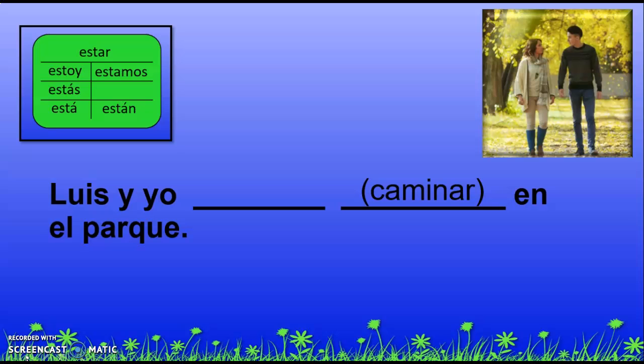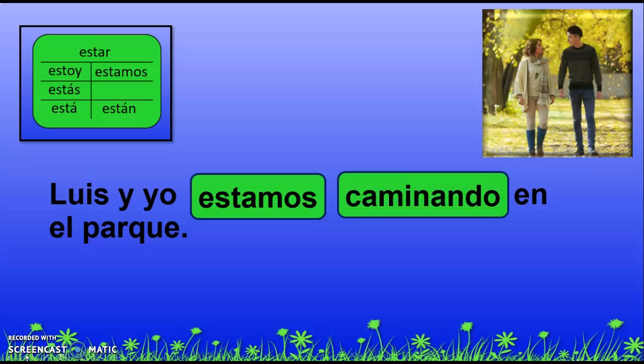On your piece of paper, write out how you would change this verb to make it a present progressive form. Your subject is Luis y yo. So remember the first part of this verb is a form of the verb estar, and that would agree with the subject. So that would be estamos. And our second verb is caminar. It's an AR verb. Since it's an AR verb, you're going to add ando to the end of it. Take off the AR and you will end up with caminando en el parque. Luis y yo estamos caminando en el parque.